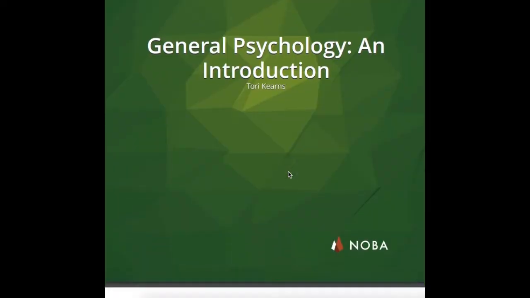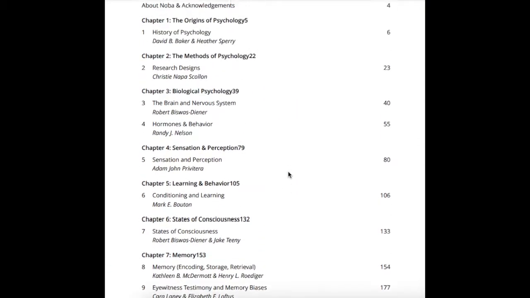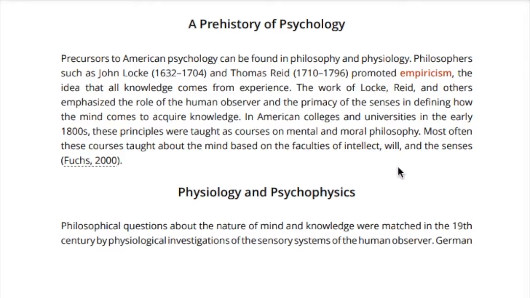So here I have kind of an open source textbook about early history of psychology. Empiricism here is in a different color, so I know it's important. I'm skimming for words, so John Locke, Thomas Reid, and you get a little bit of the time frame that they're working with. Then usually the definition follows. So empiricism, the idea that all knowledge comes from experience. So that's something worth jotting down in my notes.